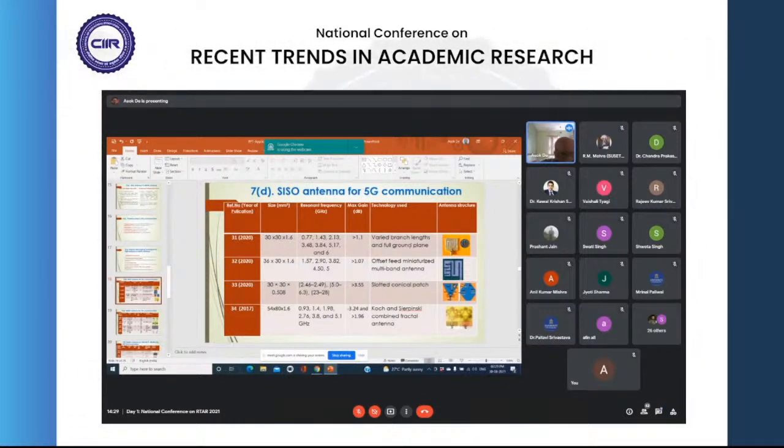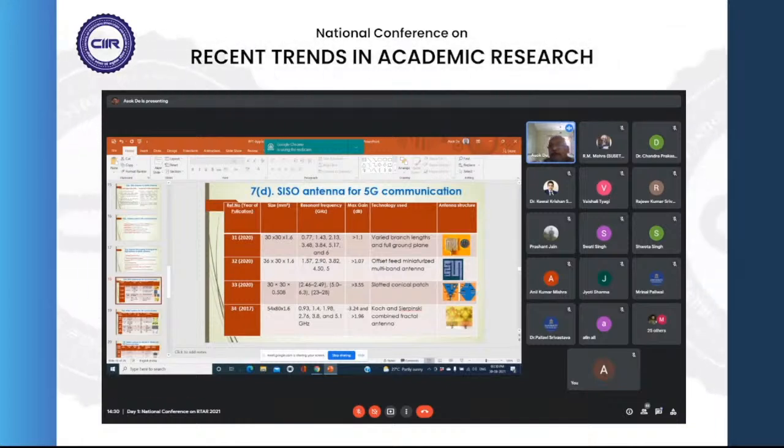Then 3.8 to 3.87 gigahertz for fixed satellite communication or sub 6 gigahertz 5G communication, and 5.17 to 5.20 gigahertz for wireless local area networking. Now, by introducing slots on the patch in the form of U slots and E-shaped slots having varied branch lengths and a full ground plane, the overall size of the antenna becomes 30 by 30 by 1.6 mm cube. It achieves compact operation and an omni-radiation pattern with a gain of 1.1 dBi, and the efficiency of this antenna is around 78%.